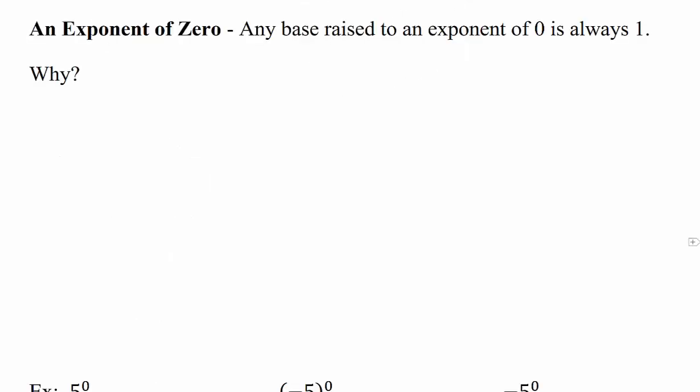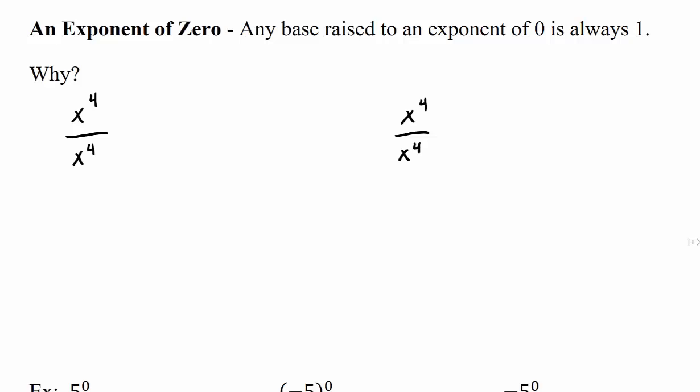And the last basic law of exponents in this video is going to be an exponent of 0. And it says that any base that is raised to an exponent of 0 is always going to result in 1. And so let me show you why. Let's take x to the power of 4 divided by x to the power of 4, and we're going to do this 2 separate ways.